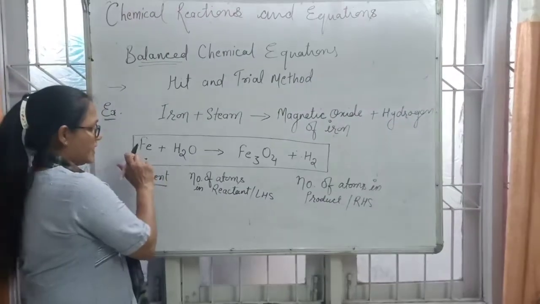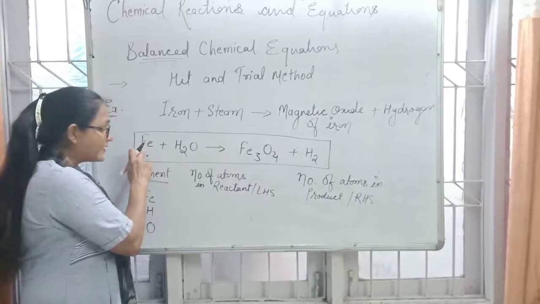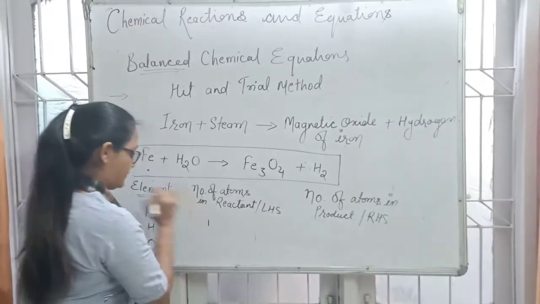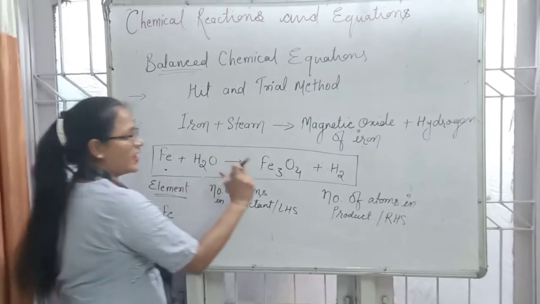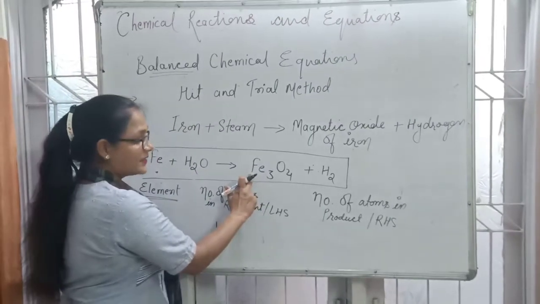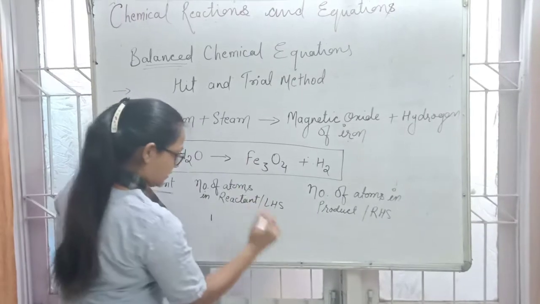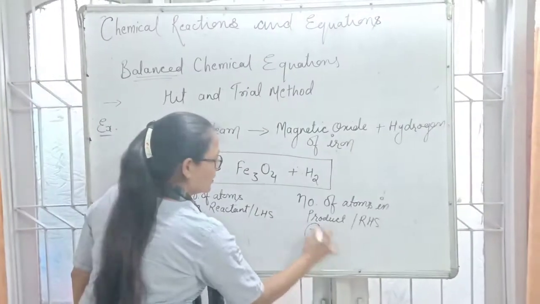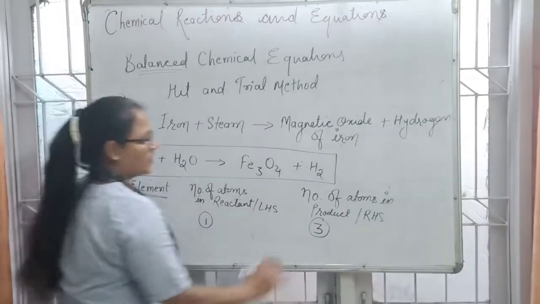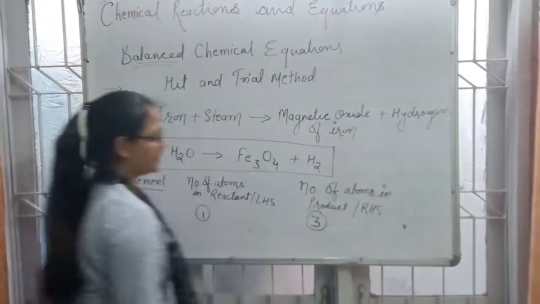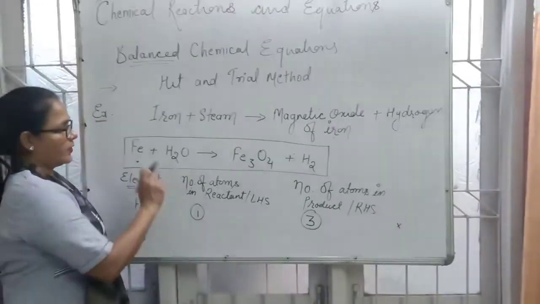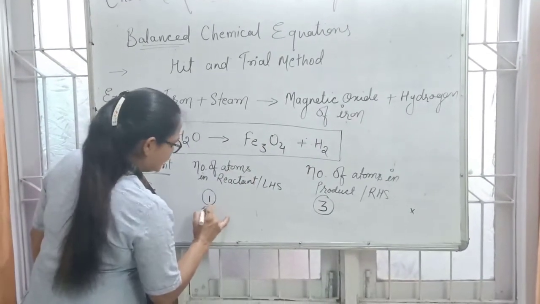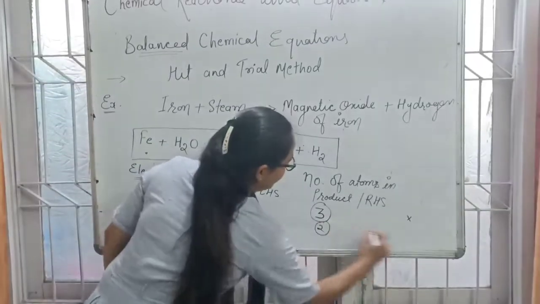Simple. Here Fe, on the reactant side, Fe is single, so its atom count is 1. And if I count Fe on the product side, it is what? 3. Clear? So it is 3 here and 1 here. So it is not balanced. Next, hydrogen. Here hydrogen is 2 and here also 2. So it seems that hydrogen is balanced.